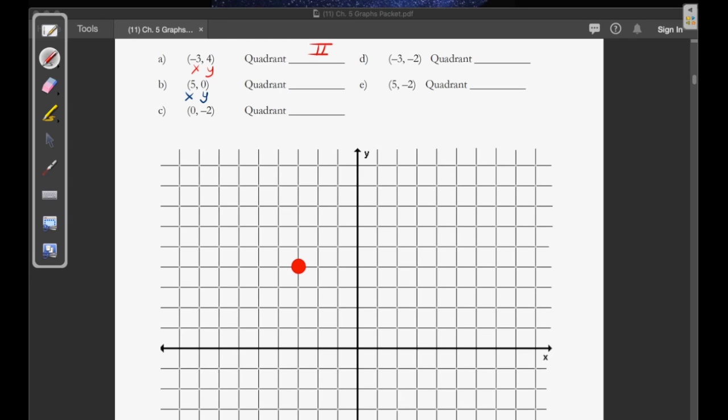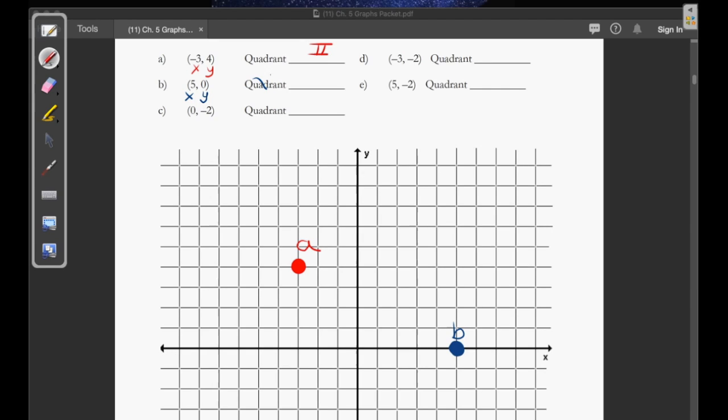I know I start at the origin. I am going to go 5 to the right because it's a positive 5. And I'm not going to go up or down because the y coordinate is 0. And I'm going to plot a point right there. Let's actually label these points. So let's make sure that that red dot is letter A, just like it corresponds to the question number, and the blue dot is letter B.